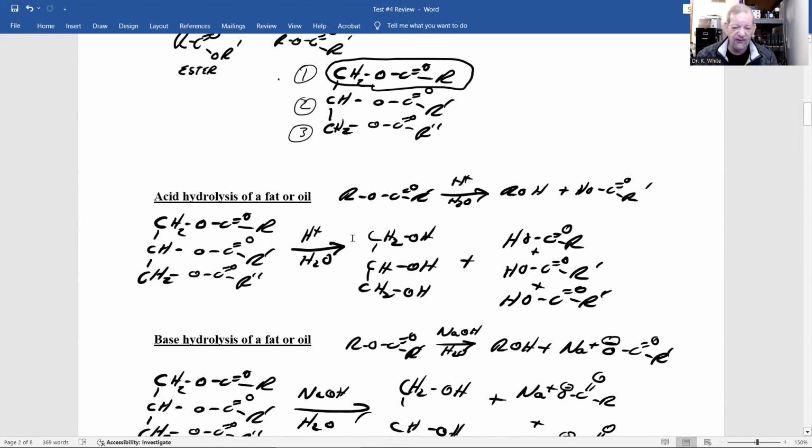The first ester forms this alcohol plus this carboxylic acid. Next ester forms this alcohol plus this carboxylic acid. And the third and final ester forms this alcohol. They're all together. And this is called glycerin. And you form the last carboxylic acid. And that happens in your stomach. And at chemical plants, we work this or a similar reaction.